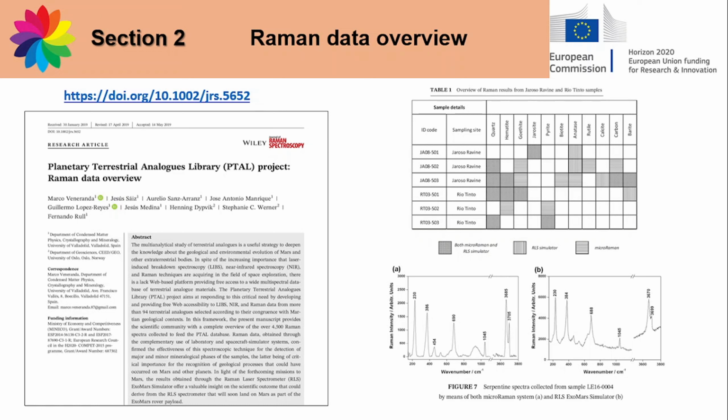Now, the project is completed, so all the samples have been characterized and spectra have been interpreted. So what we did was to present scientific articles in which we summarize all the results we obtained. For example, if you want to check the Raman results obtained from all the collection of terrestrial analogs from the PTAL project, you can check this article that was published in 2019.